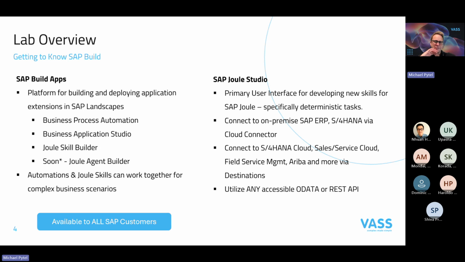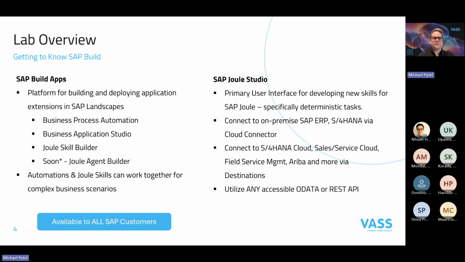Remember, automations like business process automations and Joule skills can work together for different scenarios and complex requirements. A few weeks ago, we ran a hands-on lab showcasing document AI using an LLM to extract data from a document and process that in a business process automation. We're happy to send you that lab if you want to attend. You're welcome to message us in the chat saying, I'd like the BPA lab, and we will send that over to you after this session.